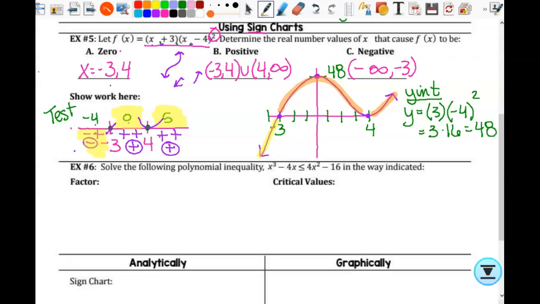Okay? So let's try this again, because we can be asked this in different ways. So this gave me a function. I had equal signs. Now we're going to have a polynomial inequality, so I have to pay attention to what my inequality signs look like. So let's look at example 6.